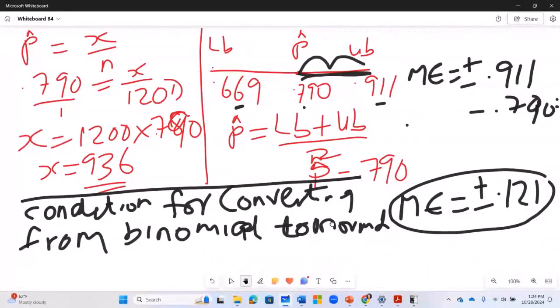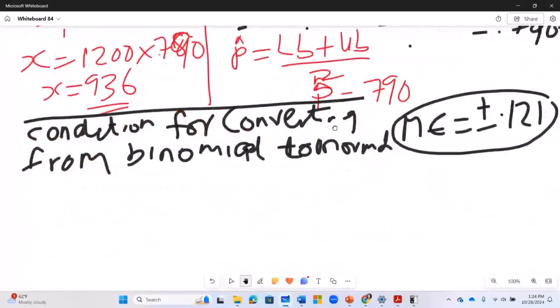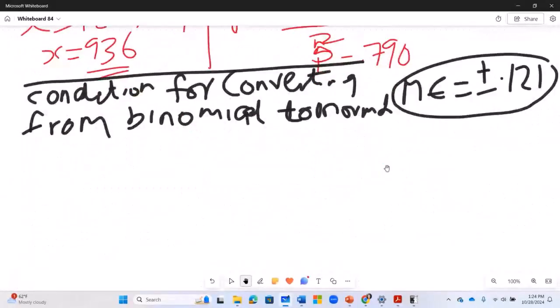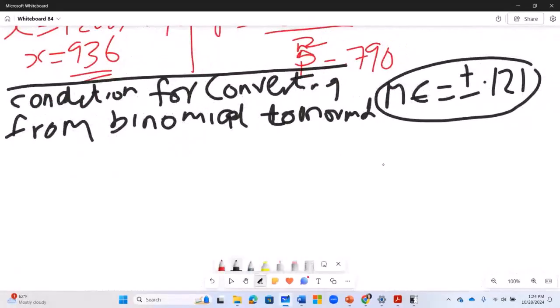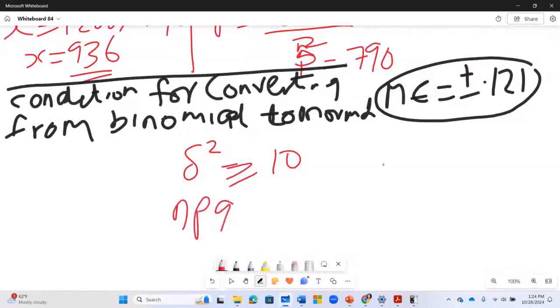You will be told to find it anyway. So the variance must be greater than or equal to 10. What is the variance? Variance is n times p times q, and it must be greater than or equal to 10. That is condition number one.